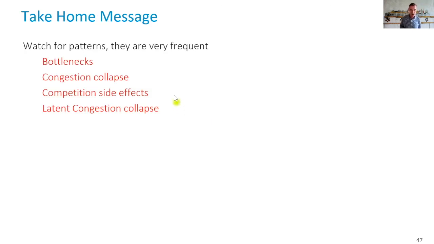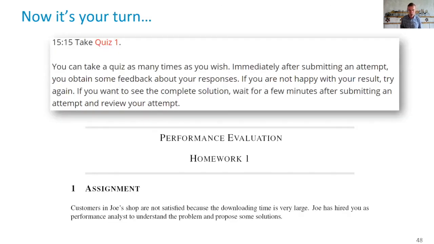Voila, those are the patterns that are very frequent in complex systems: bottlenecks, congestion collapse, competition side effects, latent congestion collapse. And perhaps in some of the systems you may use, you might find some of them. Voila, that's the end of this lecture. We're a bit early today, but I think that's enough for the first lecture.